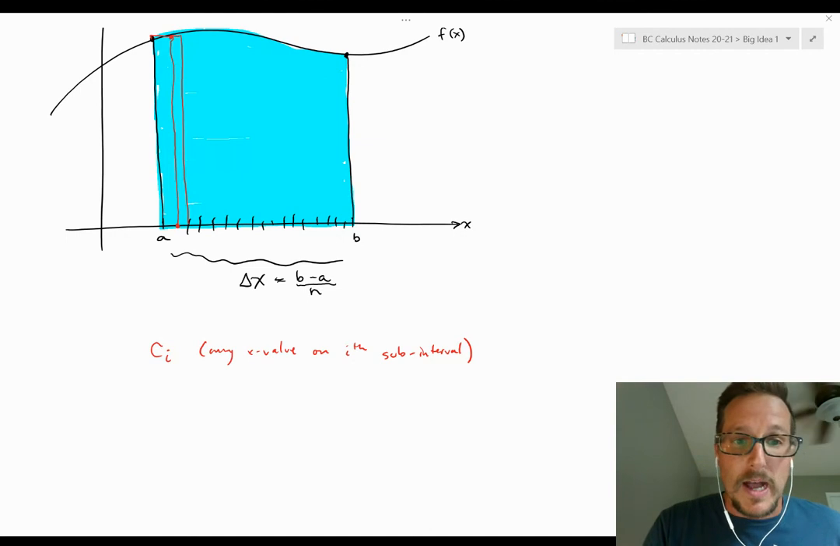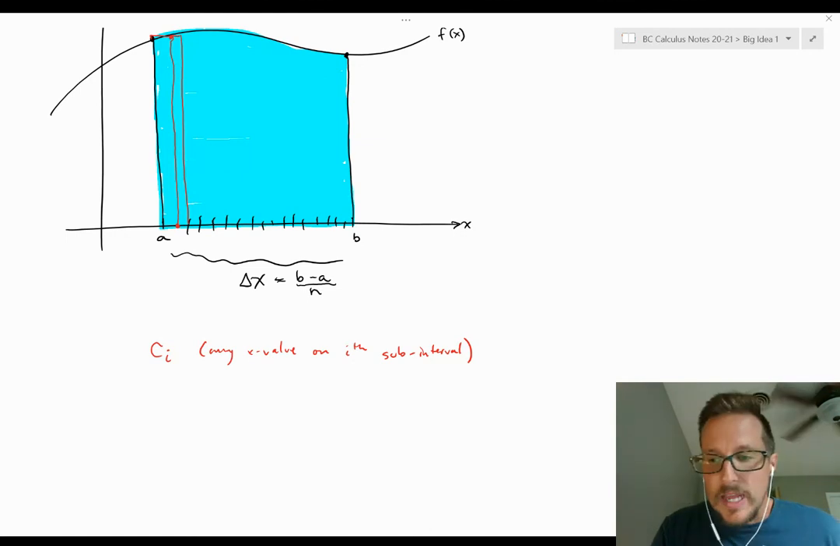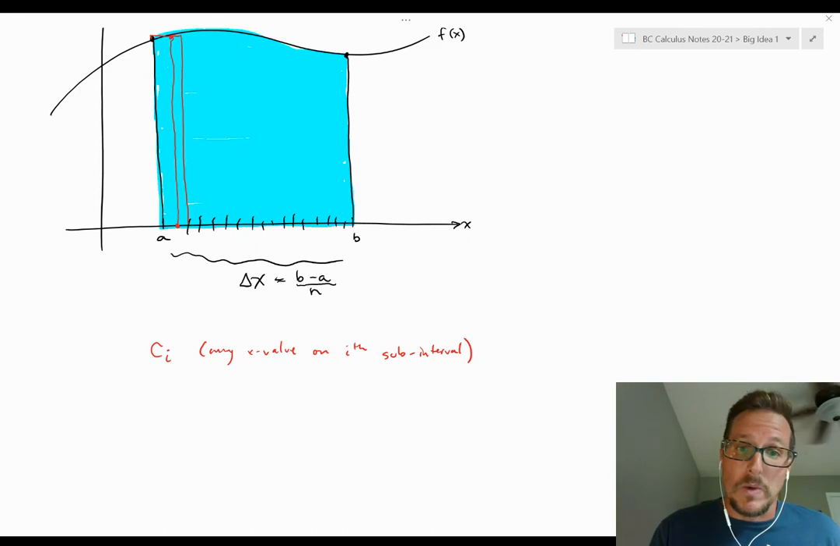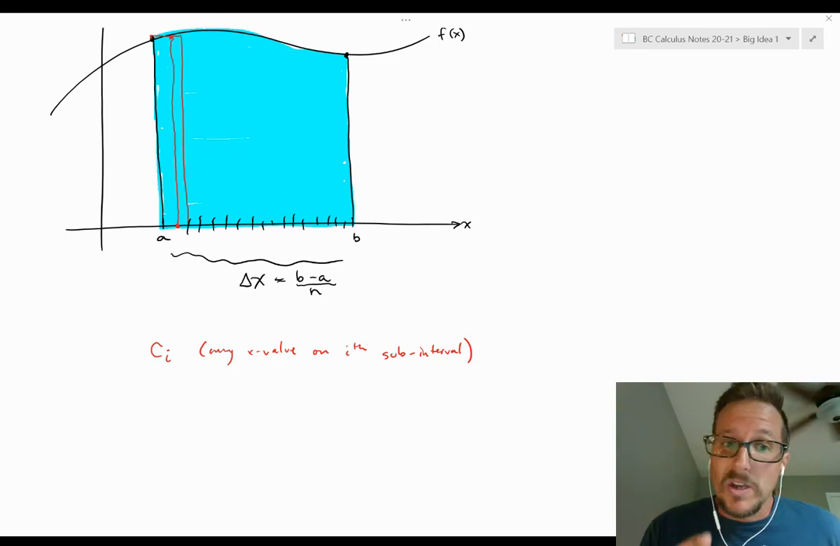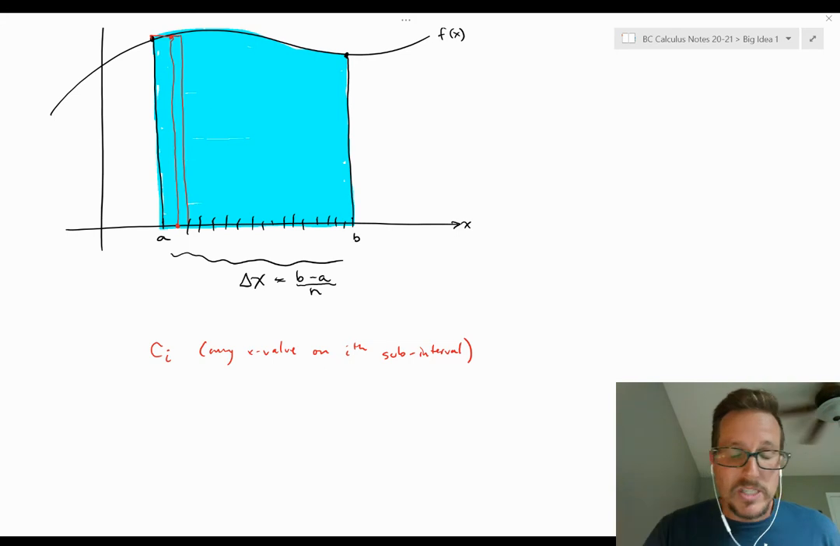So c sub i, we're going to select not as just any random point, right? It could be any x value on the interval, but it's hard to actually work with a random point. We want a point that we know. It boils down to this: we use the right endpoints. We could use the midpoints. We could use the left endpoints. It wouldn't matter. The calculus, the math, the limits, the summation, it's all going to work out. But the right endpoints are the easiest endpoints to work with.